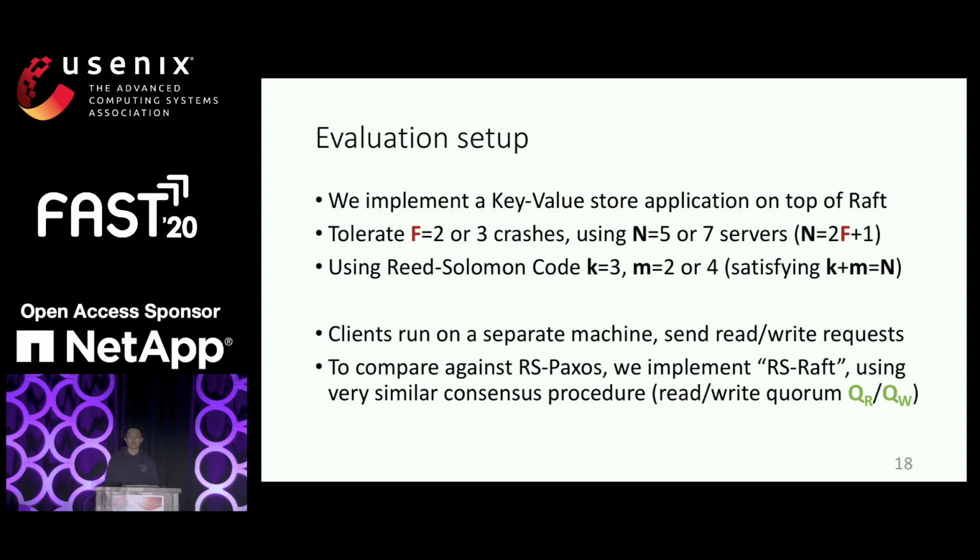All the clients run on a separate virtual machine, and all the servers and clients run on AWS EC2 instances. We note that it's not straightforward to compare Paxos with Raft, so we implement RS-Raft to resemble RS-Paxos. It uses a very, very similar consensus procedure, with a read quorum size and write quorum size, etc.